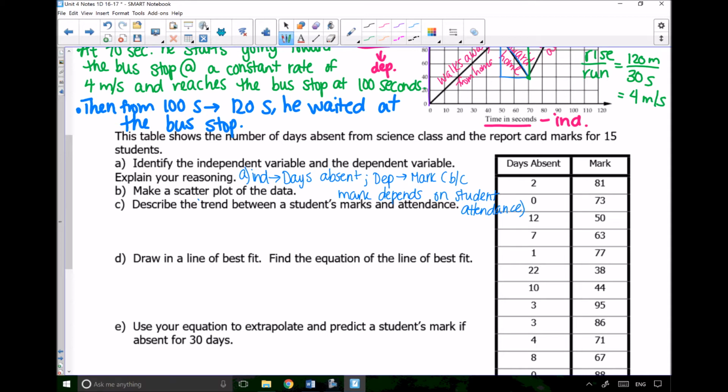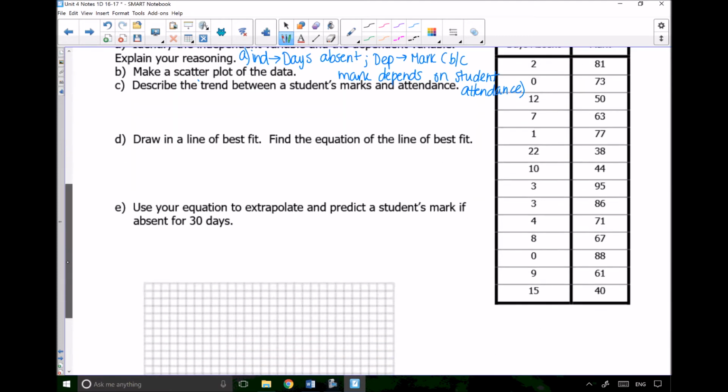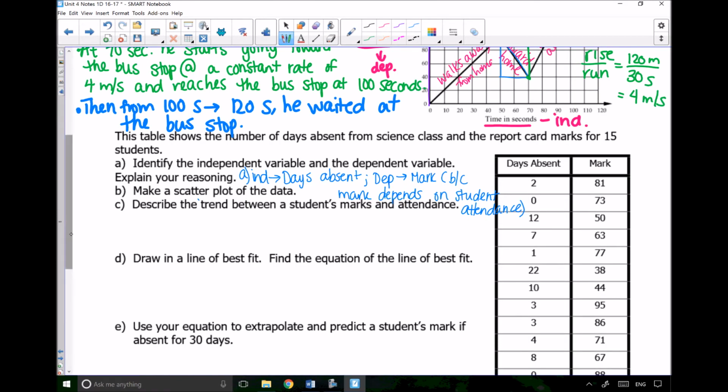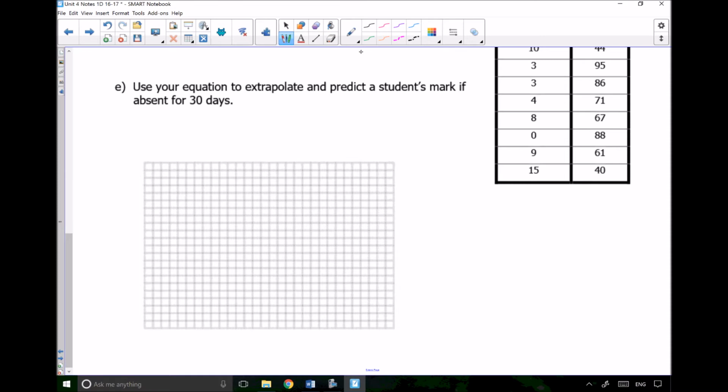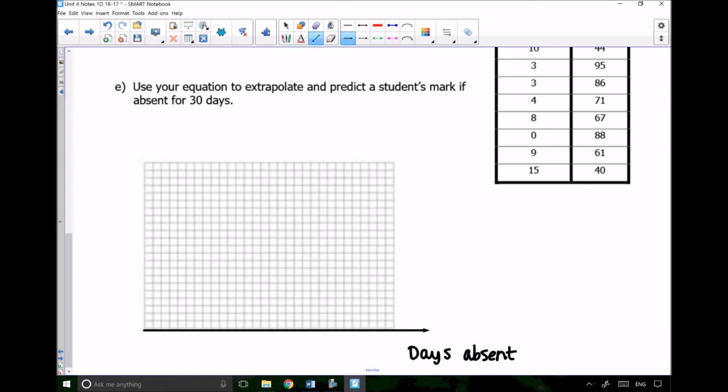And a scatter plot is literally what it says, a plot with a bunch of scattered data. We don't connect anything, it's just a bunch of scattered points, okay? So question B says to make a scatter plot of the data. Well, if you remember, we said that the independent is the days absent, and the independent variable always goes on our x-axis. So right here, I'm going to put my independent variable of days absent. I'm going to label this as days absent. Okay, and then I'm going to put my dependent variable on my y-axis up here, and I'm going to label this right here as the student's mark.